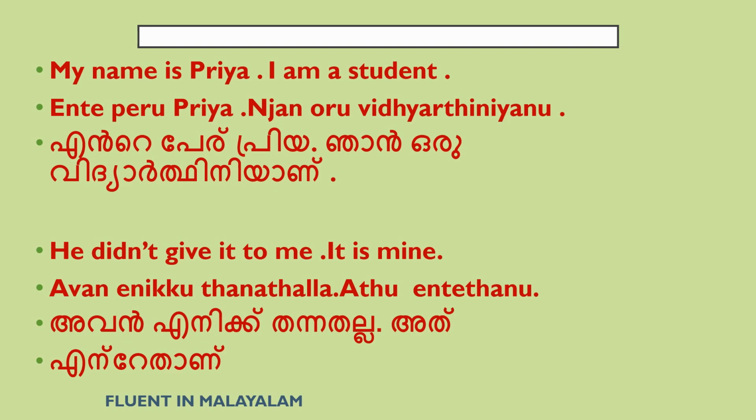Next one. He didn't give it to me. It is mine. അവൻ എനിക്ക് തന്നതല്ല. അത് എൻ്റേതാണ്. So this is again using the example of giving it to me, എനിക്ക്. And second sentence shows it is mine, എൻ്റേത്.